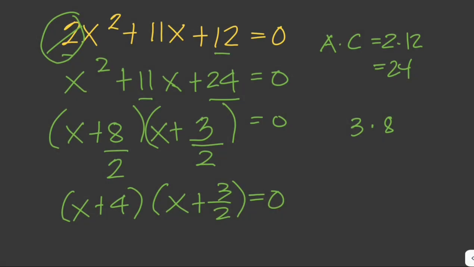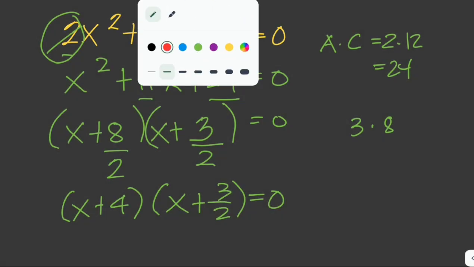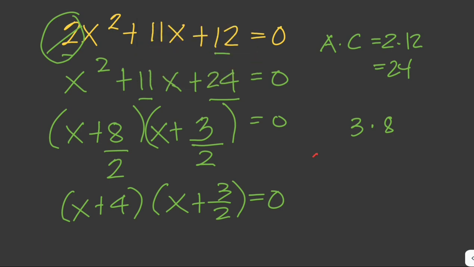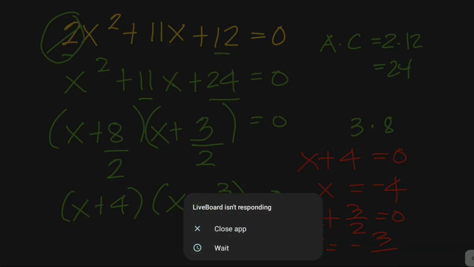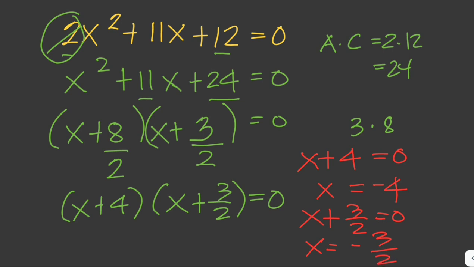And then we equate each of the zeros, or the factors, to 0 to solve for the value of x. So x plus 4 equals 0, so x equals negative 4, and the other one is x plus 3 halves equals 0, so x is equal to negative 3 halves. So we get the same answers.